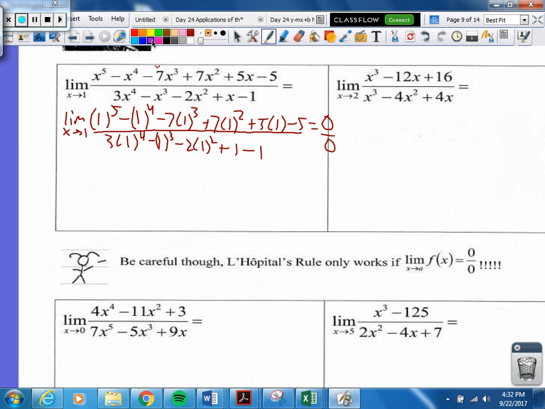Okay, well, what can we do? Well, we can factor this, but I'm not going to do that because that's going to take forever. I don't even know if I know how to do that. But L'Hôpital is here to help us.